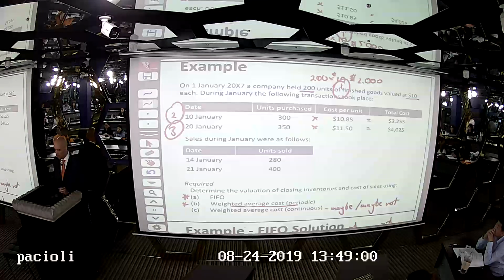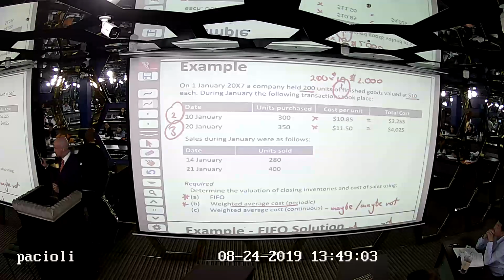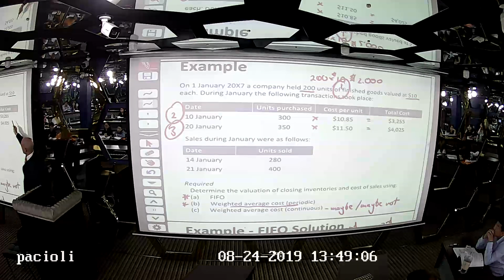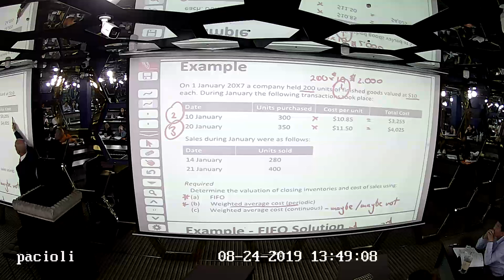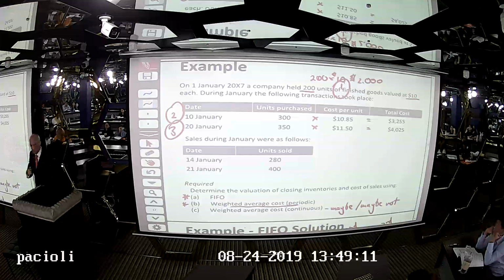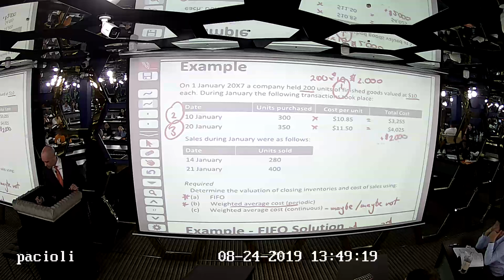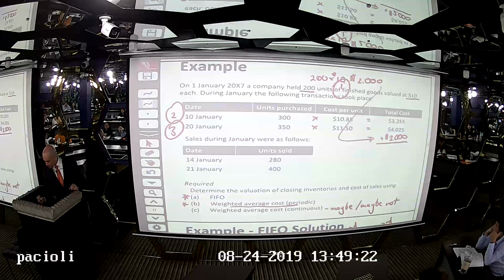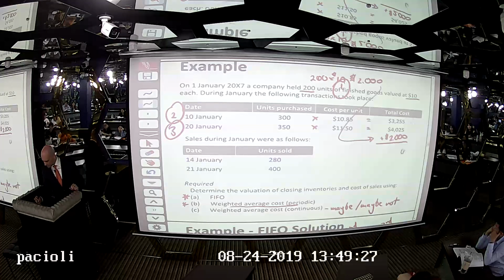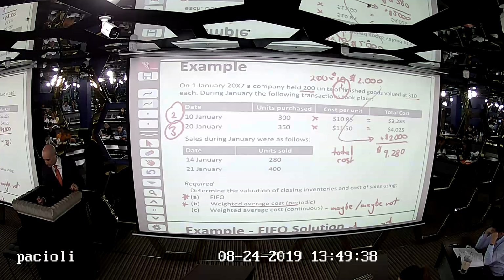If we go back to the example here, so we have purchases of 3,255, we have purchases of 4,025, and then plus 2,000, which is the opening inventory. So the total cost here is 9,280. We can call this the total cost.